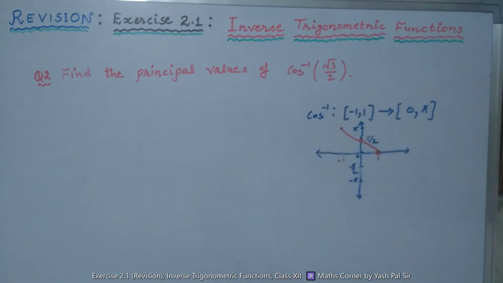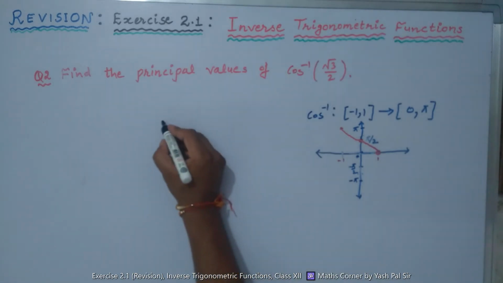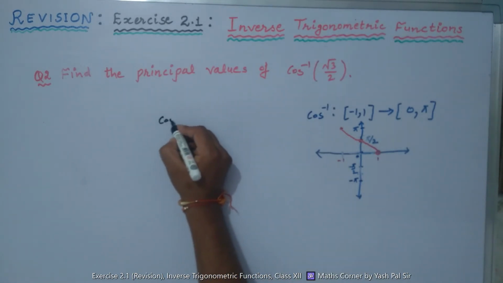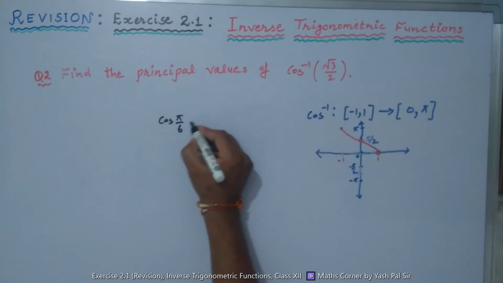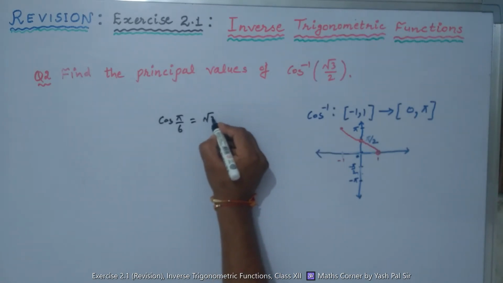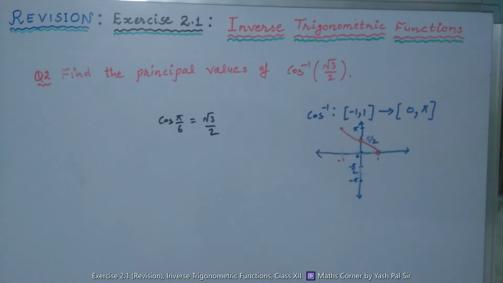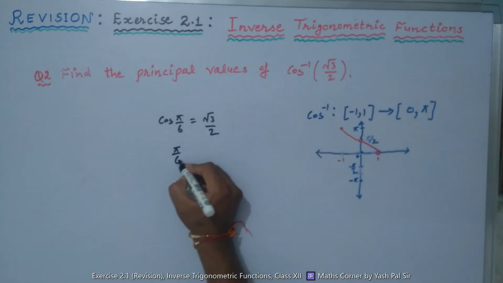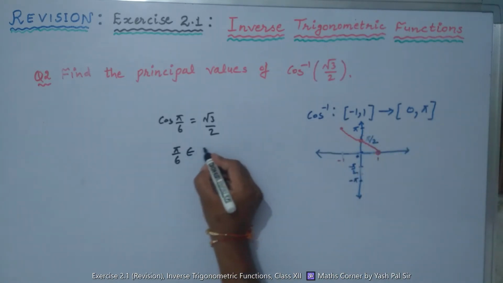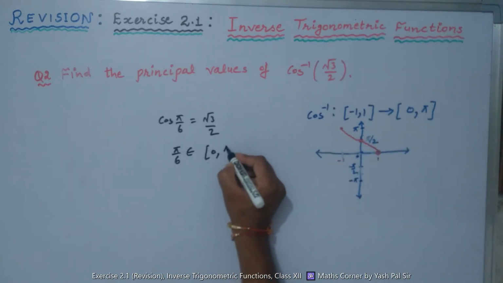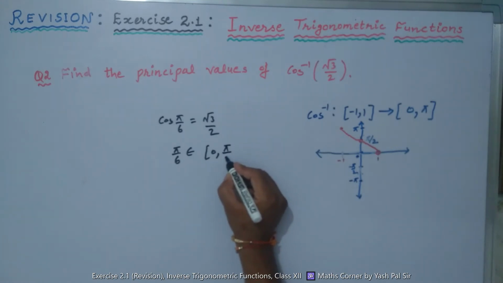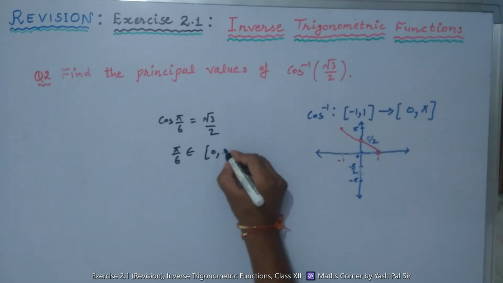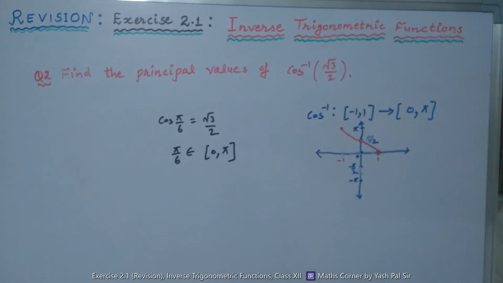So how do we solve this question? We know that cos of pi by 6 is equal to square root of 3 upon 2. This is well known to us. Now this pi by 6 belongs to 0 to pi, right?